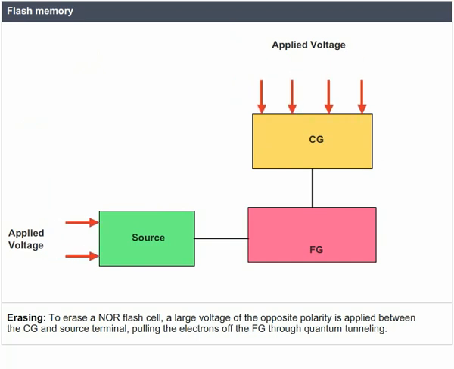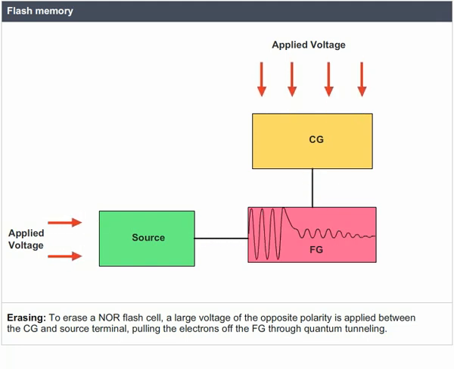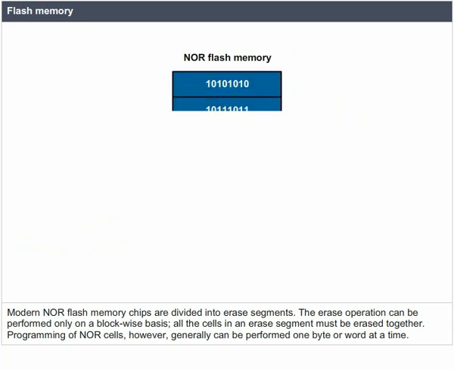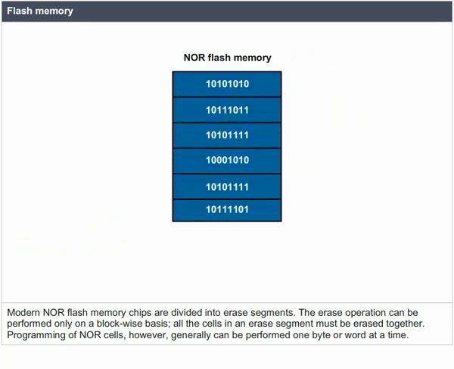Erasing. To erase a NOR flash cell, a large voltage of the opposite polarity is applied between the CG and source terminal, pulling the electrons off the FG through quantum tunneling. Modern NOR flash memory chips are divided into erase segments. The erase operation can be performed only on a blockwise basis. All the cells in an erase segment must be erased together. Programming of NOR cells, however, generally can be performed one byte or one word at a time.